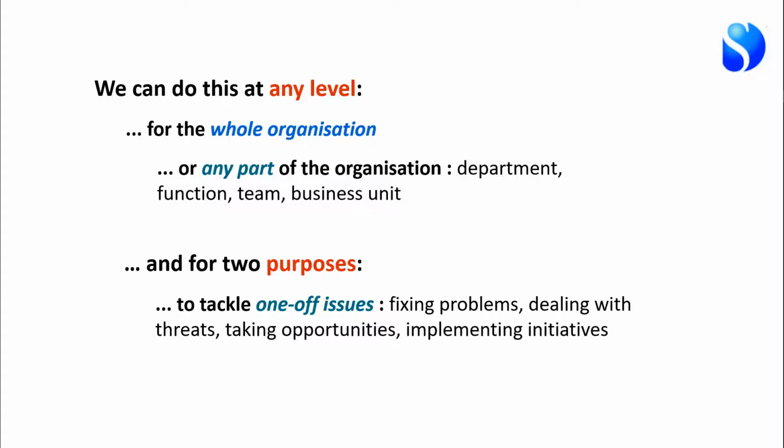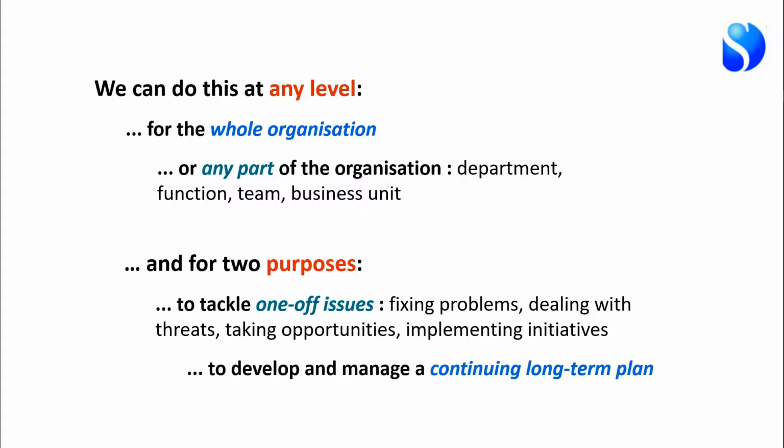We can use it to tackle one-off issues. So both the investment company's profit crisis and the vaccines competitor threat were examples of one-off issues. It could be to do with fixing problems or dealing with threats, or it could be about taking opportunities, entering new markets, launching new products, or implementing initiatives, maybe some kind of strategic change that we're going to run through the business. Or we can use it to develop and manage a continuing long-term plan.